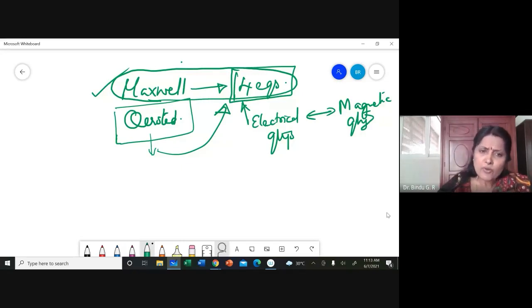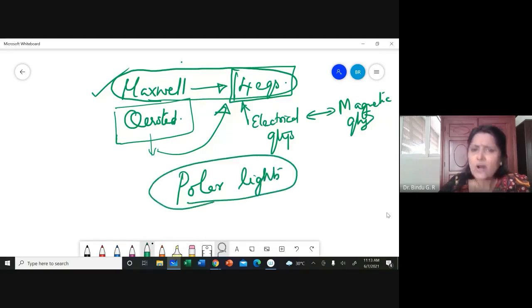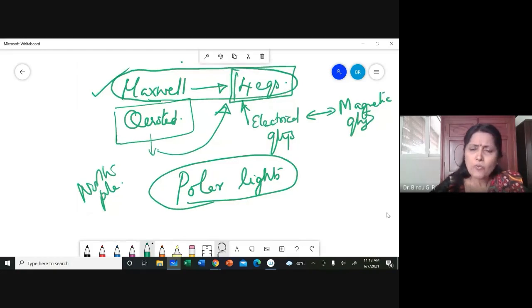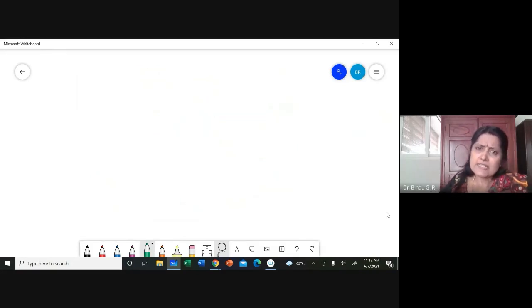Okay, so now let's go into the actual magnet. Have you heard of polar lights? If you have not, just Google and check. This is a wonderful phenomenon that occurs in the North Pole of Earth because of Earth's magnetism. Now, what can you say about Earth's magnetism? Earth has its own magnetism.